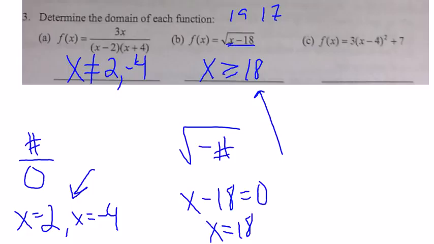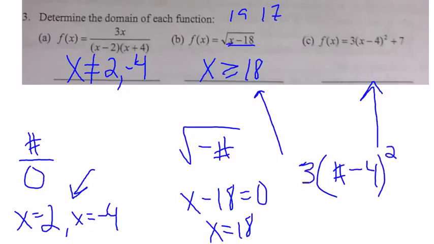Alright, lastly, part C. Part C is easy, but it often tricks people, because we've done all of these problems where it's like, x can't be this, x can't be that. Well, there's nothing restrictive about a polynomial or a parabola. You should know that this is a parabola based on the work that we've done. So I've got x minus 4 squared. There's no number that I can't do. Take a number, subtract 4, then multiply it by itself, then multiply it by 3, then add 7. There's no number that I cannot plug in for that right there.